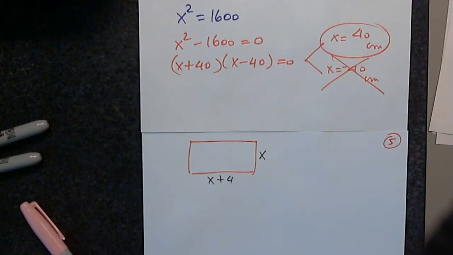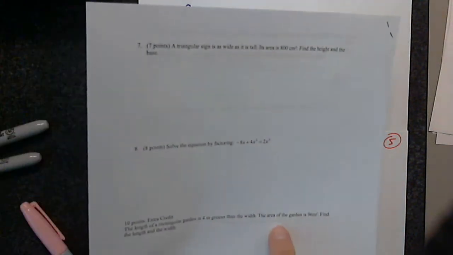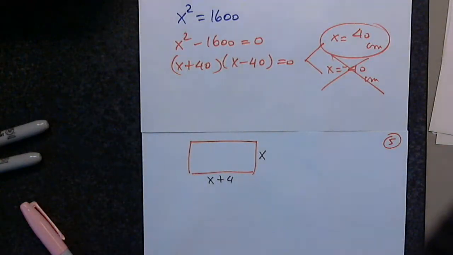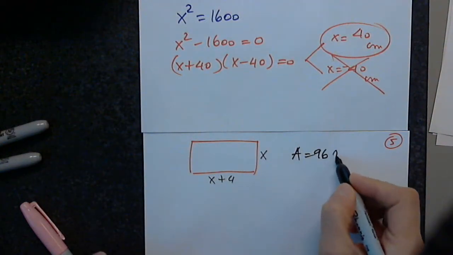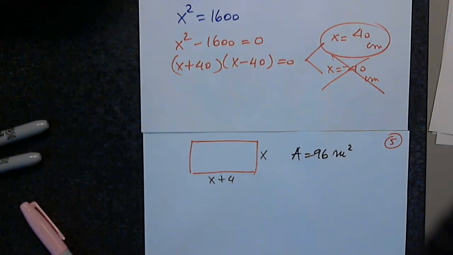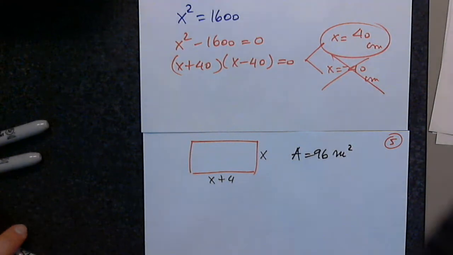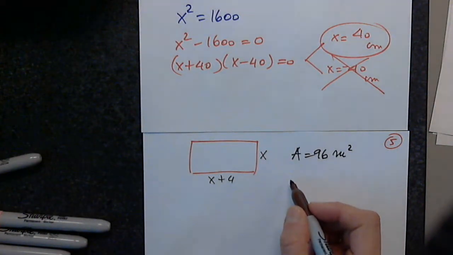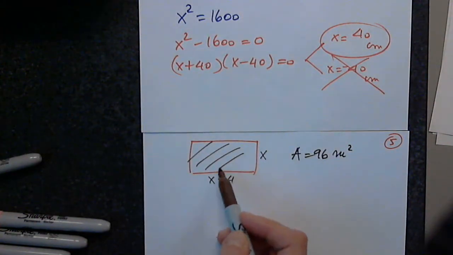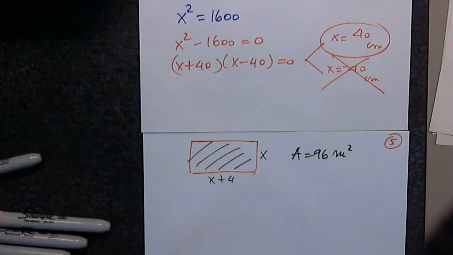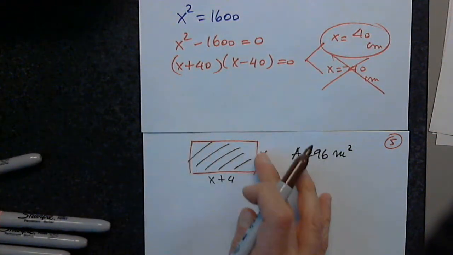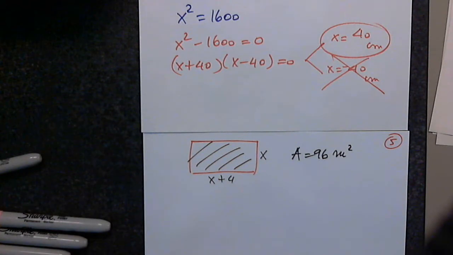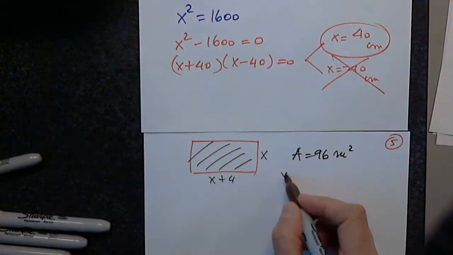Acceptable? Okay, so now I read on, and it says the area of this garden is 96 square meters. So, how do I create an equation that I can solve so I can find x? So let's think about how we find the area of a rectangle. What is the formula? So this side has to be a formula. X plus 4 times that? Awesome.